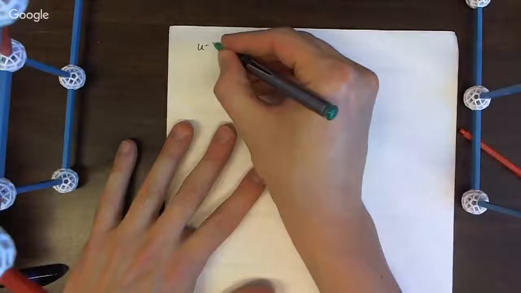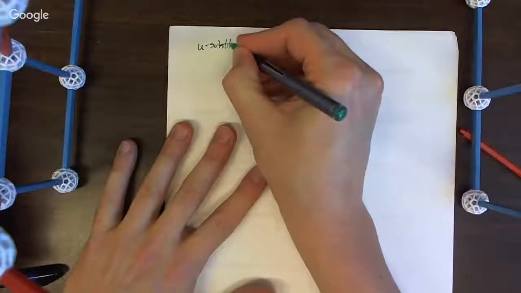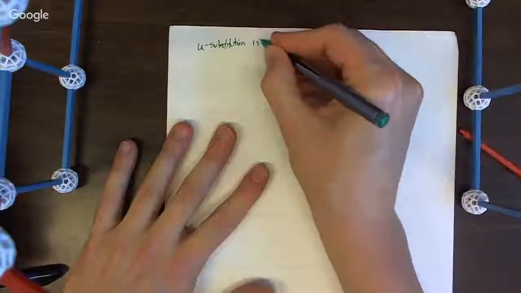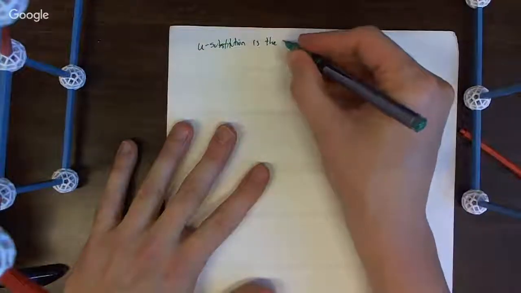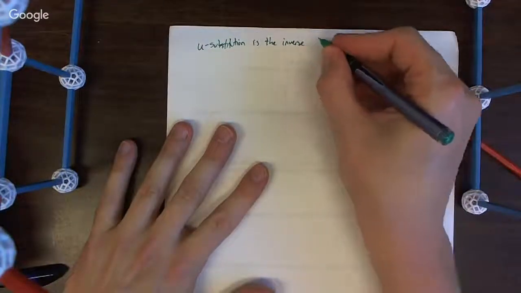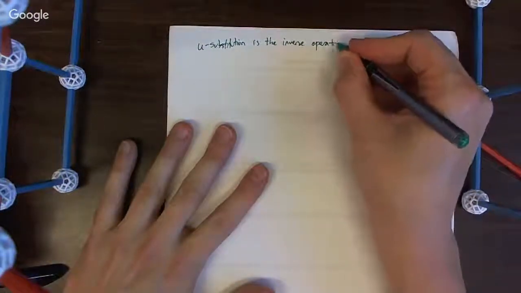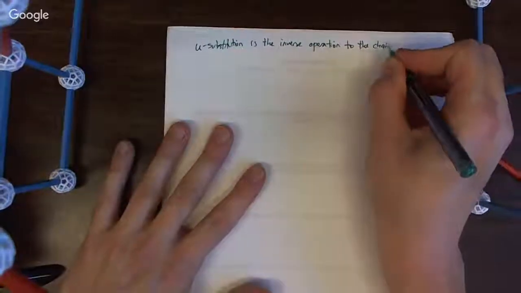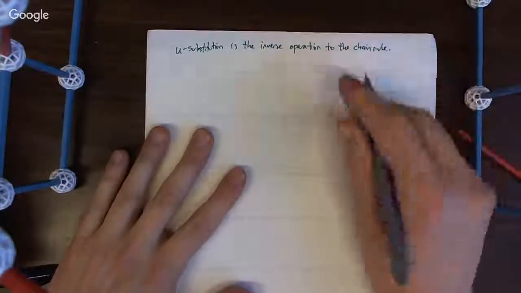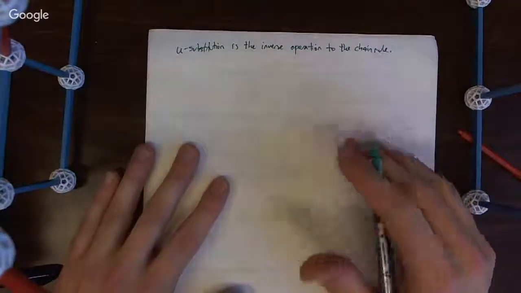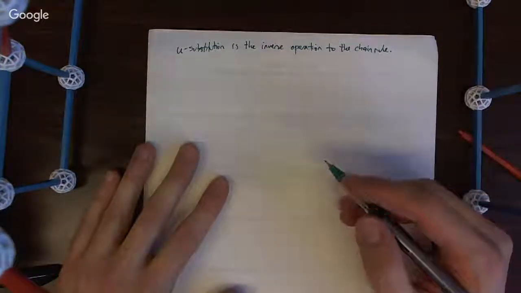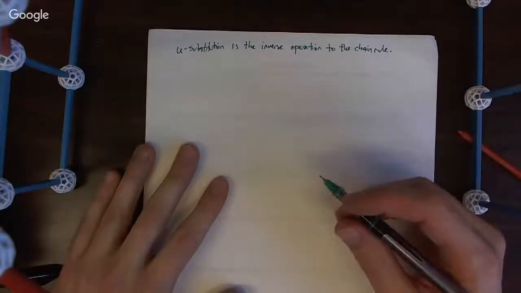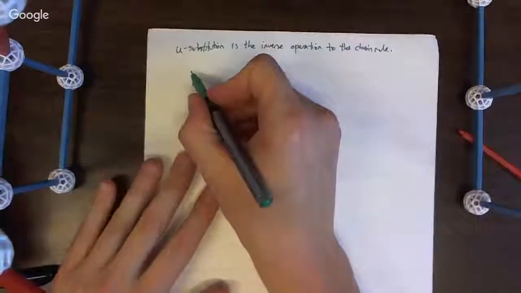So U substitution is the opposite, the inverse operation to the chain rule. What it'll let us do is take more interesting integrals.